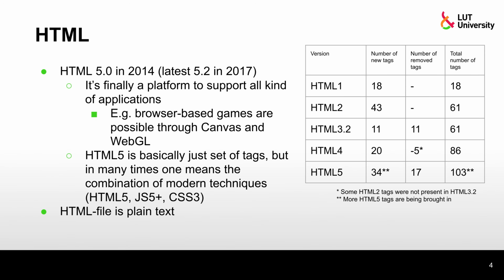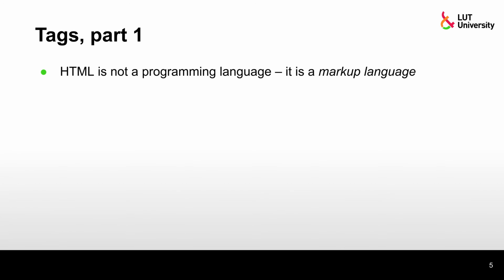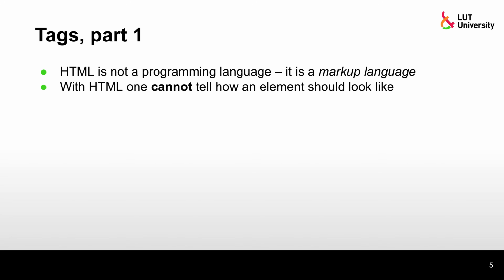An HTML file is plain text, so there are basically only English alphabet letters and a few other characters. It's a plain text file. It's not compiled or anything like that. And then what are these tags? So HTML is not a programming language. Python is a programming language, Java is a programming language, but HTML is a markup language. So you just mark up your text.